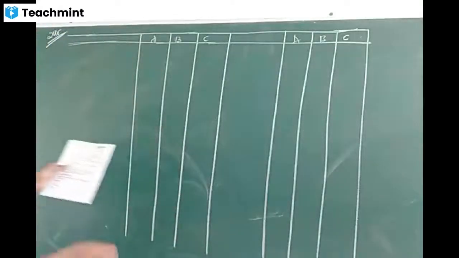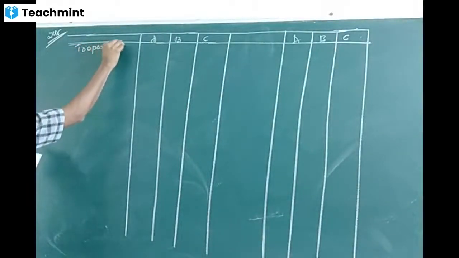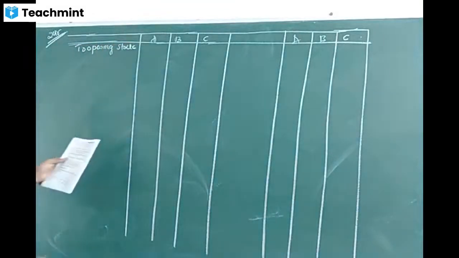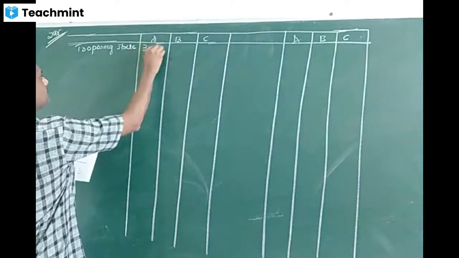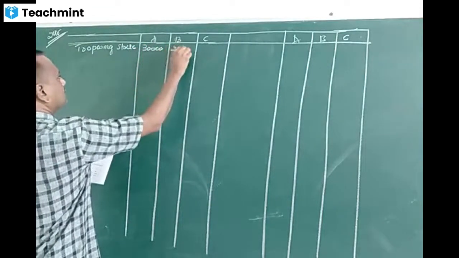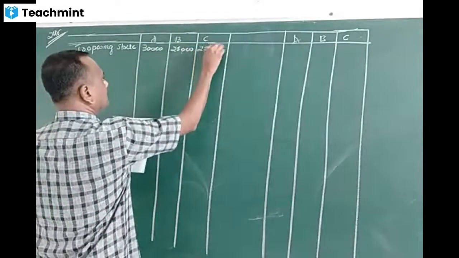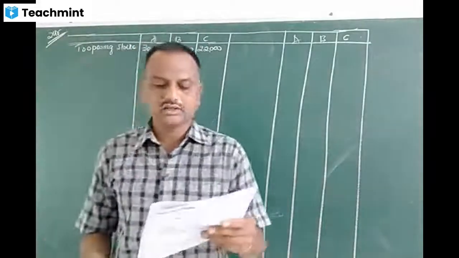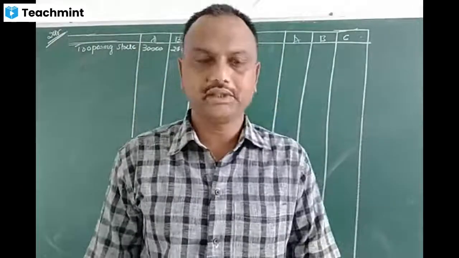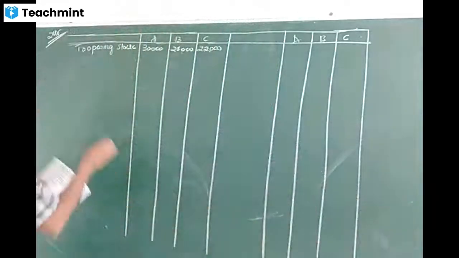First we have to enter opening stock. To opening stock: 30,000, 26,000, 22,000. After that we have to enter purchase.